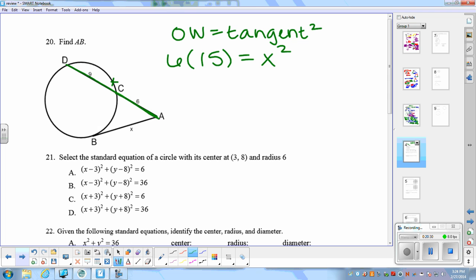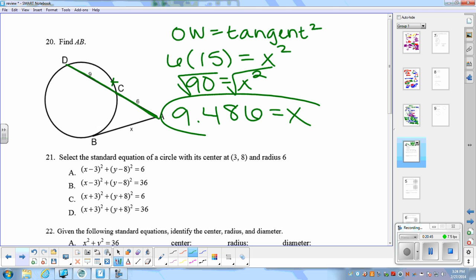6 times 15 is 90 equals x squared. Since we don't have a regular x term, we can just take the square root of both sides. So that would be 9.486 equals x. And there we have it.